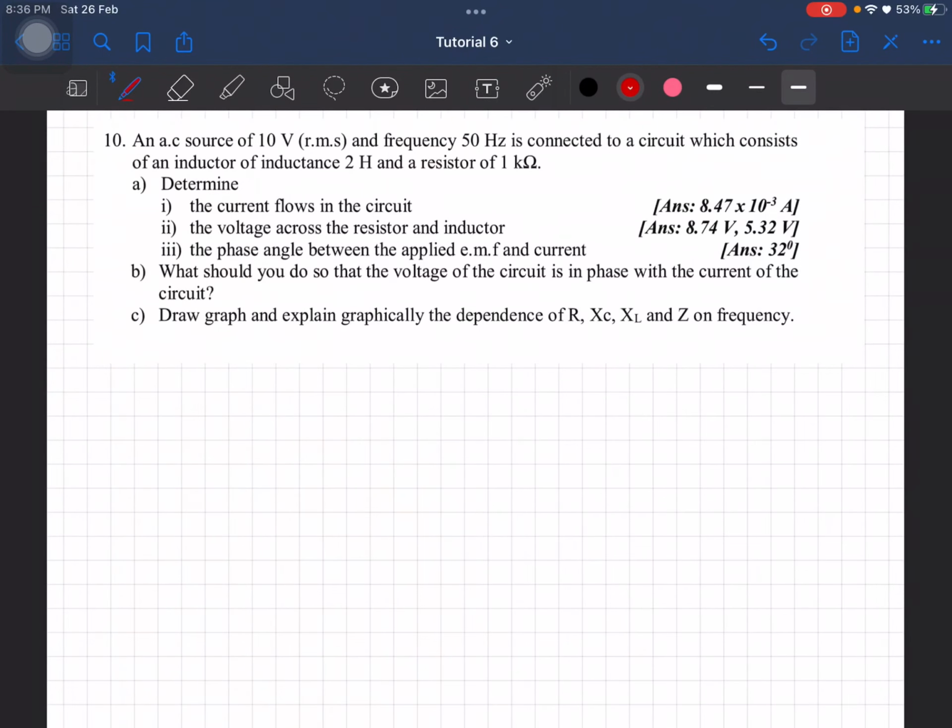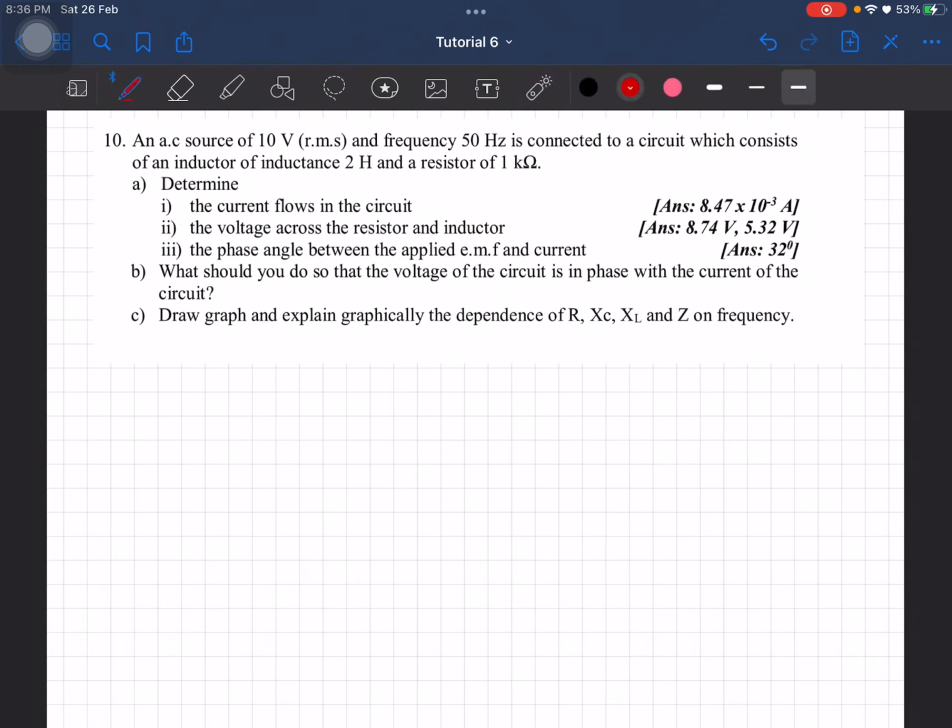Okay, last question. An AC source of 10 volt RMS and frequency 50 Hz is connected to a circuit which consists of an inductor of inductance 2 Henry and a resistor of 1 kilo ohm. So we have to determine the current flow in the circuit, voltage across resistor and inductor, as well as the phase angle between the applied EMF and the current.